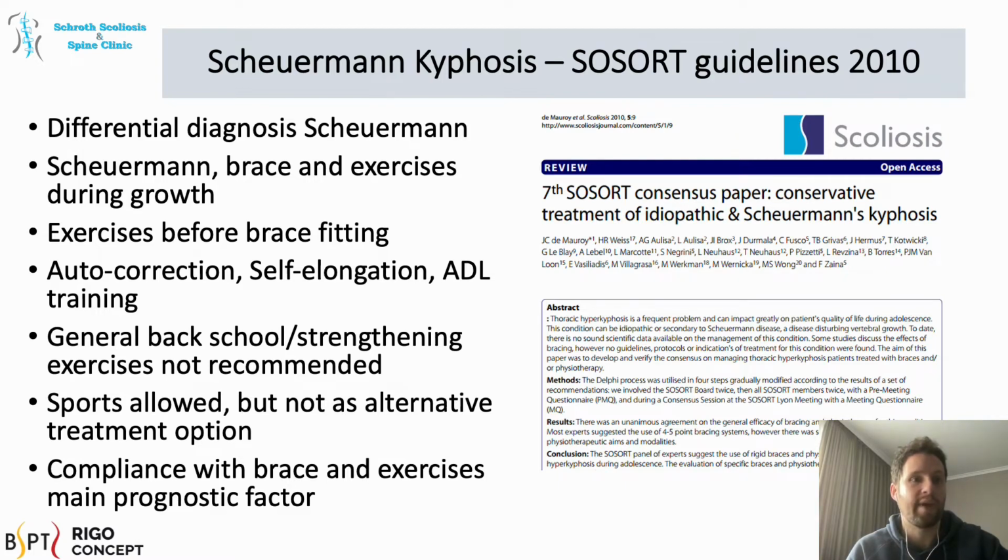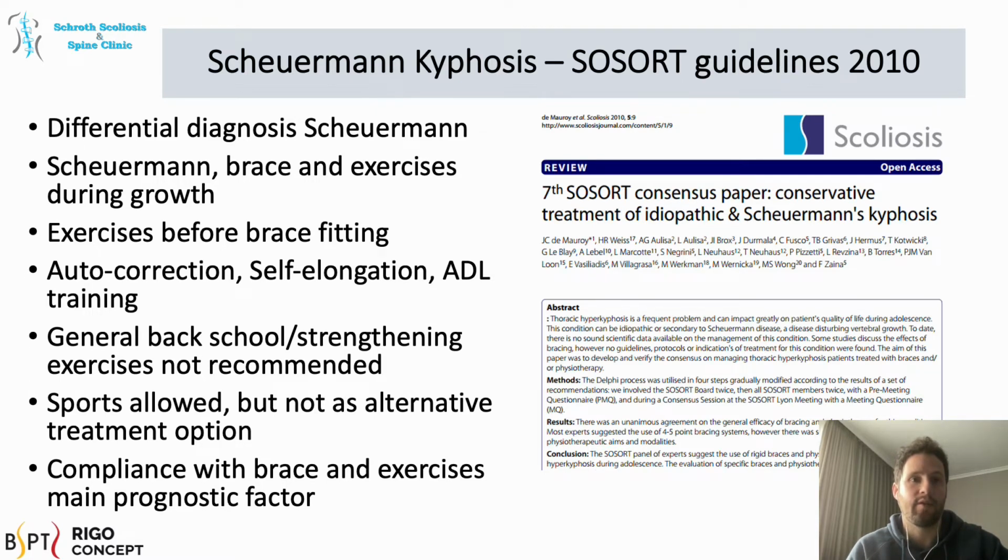Exercises are recommended before brace fitting, and this happens because most of the Scheuermann Kyphosis patients have spine rigidity. So if the brace is put on the patient with not good flexibility, then the correctability of the brace is reduced. So it is really important to combine brace and exercises when the patient is at growth. The exercises should be based on autocorrection, self-elongation, and activities of daily living training.